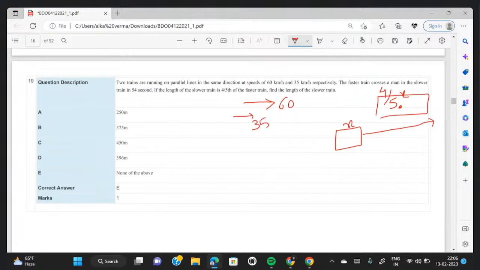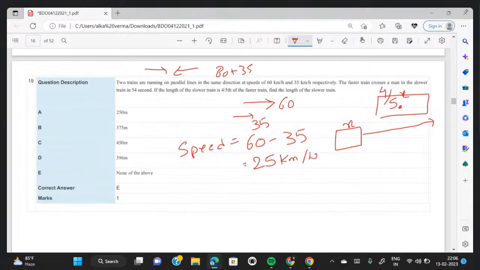Now, because they are going one after the other, first we will find the relative speed. Just now I told you this is moving at higher speed, this is moving at lower speed, so we have to subtract because they are going one behind another. If it were in the opposite direction, we would have added, 60 plus 35, but because they are both running in the same direction, that is why we have to subtract. So it will come to 25 kilometer per hour.